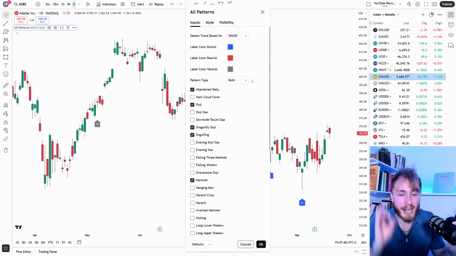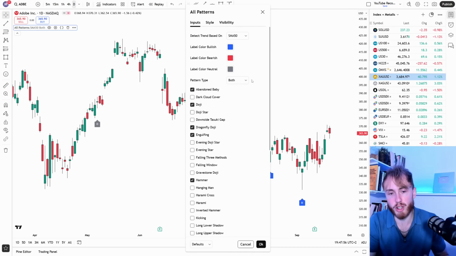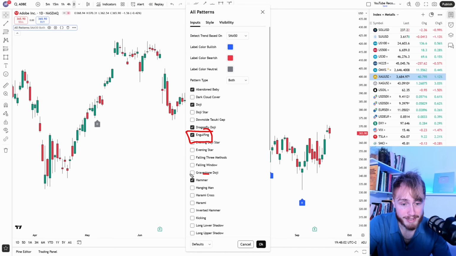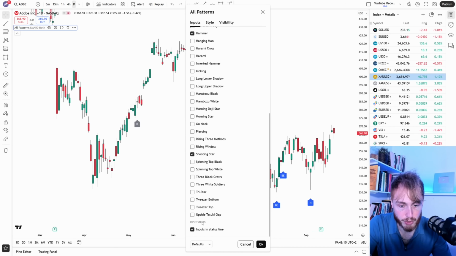And here I highly recommend to only focus on the best patterns. This will be a little bit subjective. Some traders prefer patterns over others. But my favorite patterns include, first of all, the bullish engulfing pattern, the hammer. I also want the shooting star. So let's scroll down here to the shooting star.